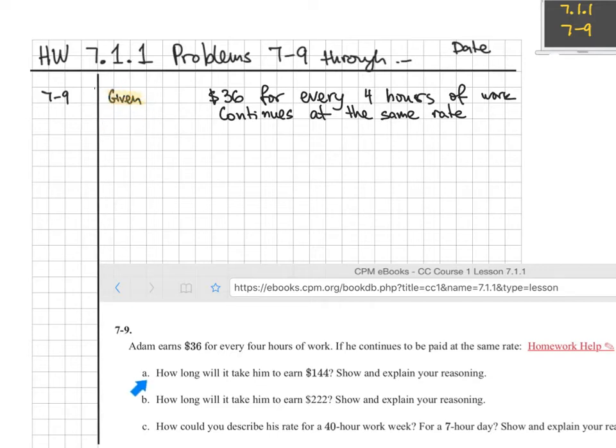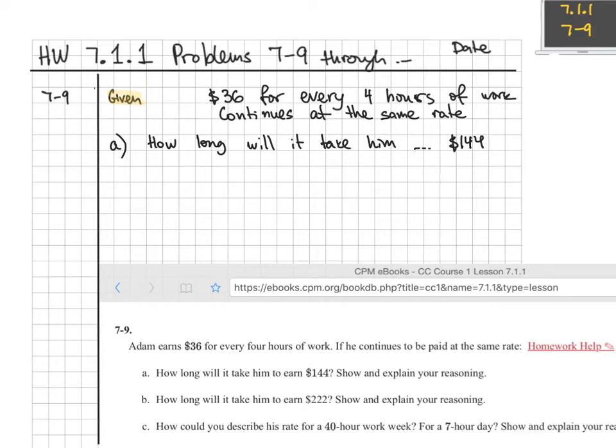So now I'm going to continue by saying, what do they want me to do in example A? Notice that I also wrote down 7-9. And it says, how long will it take him to earn $144? Show and explain your reasoning. So right now I need to make sure that I'm writing that I'm doing example A. So they want how long will it take him to earn $144. Now I could have organized this information also in a small table or a T-chart, but right now I decided to just write it down.